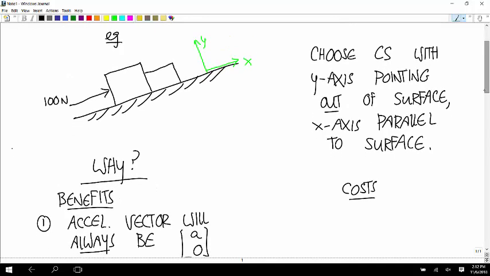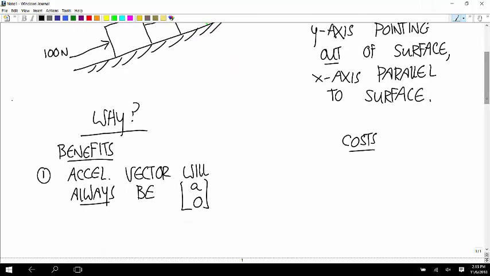But look at this. So what if we use the usual coordinate system here? These objects can move along this diagonal line along that surface. And so that would have an x component and a y component. You'd have to use cosine and sine to figure out what it is. It would just be a pain. Okay. So by turning the coordinate system, we get a really easy representation of the acceleration.